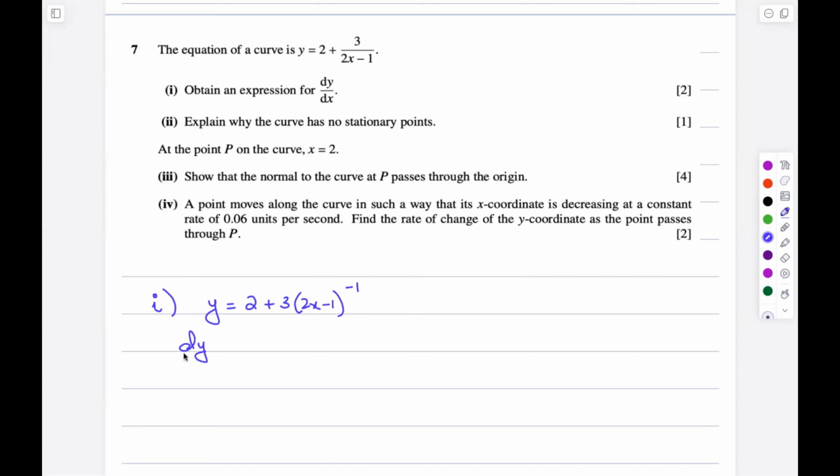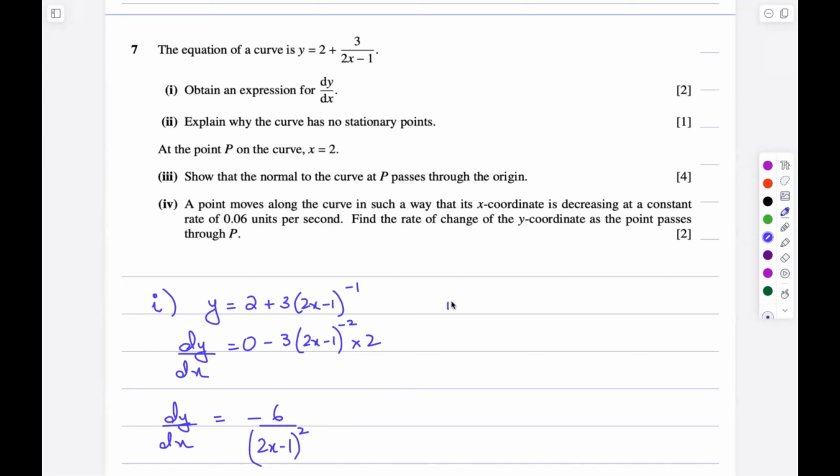Finding the dy dx, differentiating 2 will become 0. Minus 1 into 3 will be minus 3, and this will be 2x minus 1. Decreasing the power minus 1 by 1 will become minus 2, and multiplying it with the derivative of 2x minus 1, which is 2. Simplifying this, minus 3 times 2 will become minus 6, and we can bring the 2x minus 1 to the power minus 2 into the denominator and write it as 2x minus 1 whole squared. So the dy dx will be minus 6 upon 2x minus 1 whole squared.